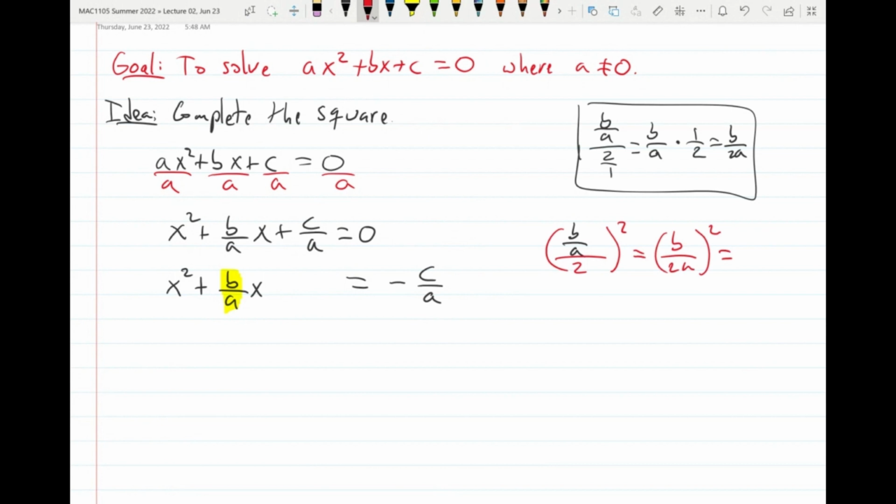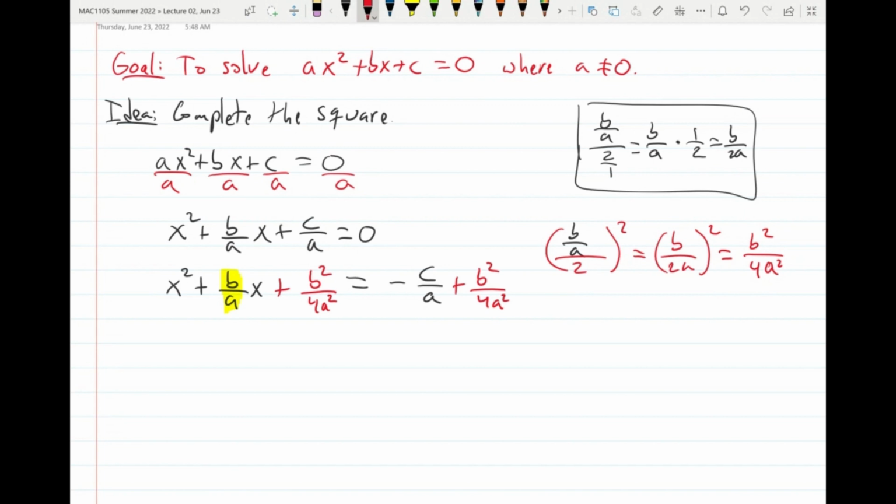What is this? b squared over 4a squared. Okay? So that's what we need. So that's the quantity that we need to have in here. So we add it to both sides: b squared over 4a squared plus b squared over 4a squared. Okay? All right. So now what's the next step?